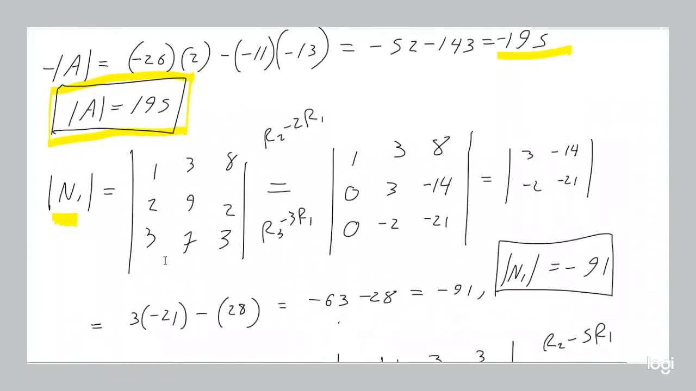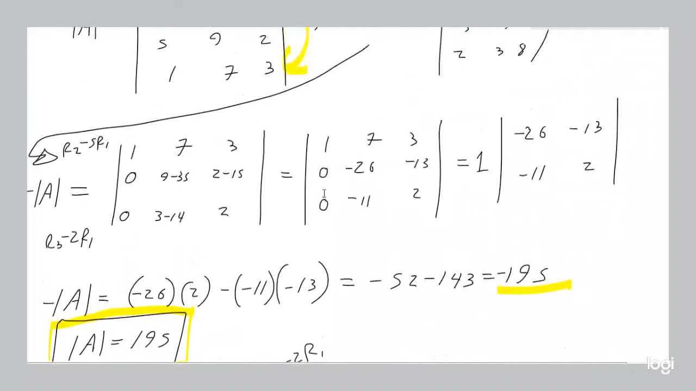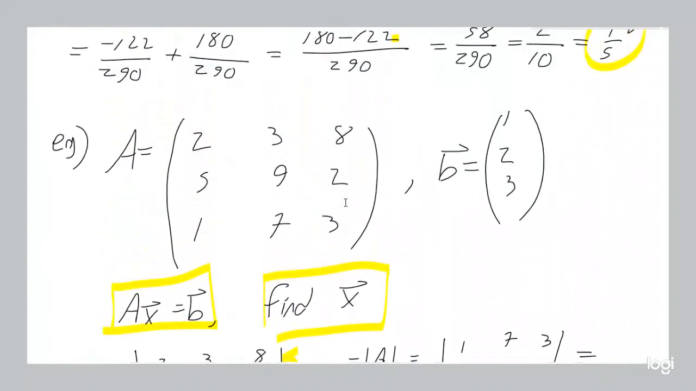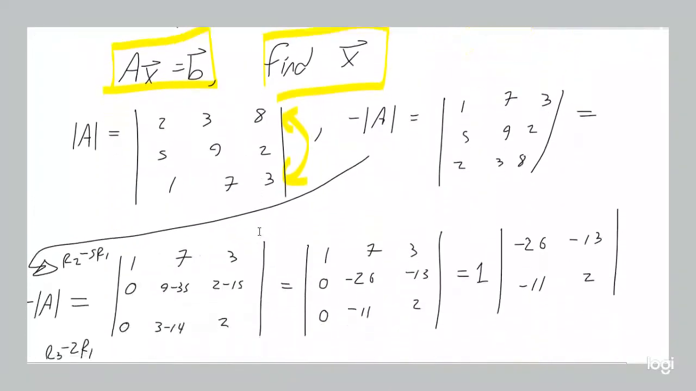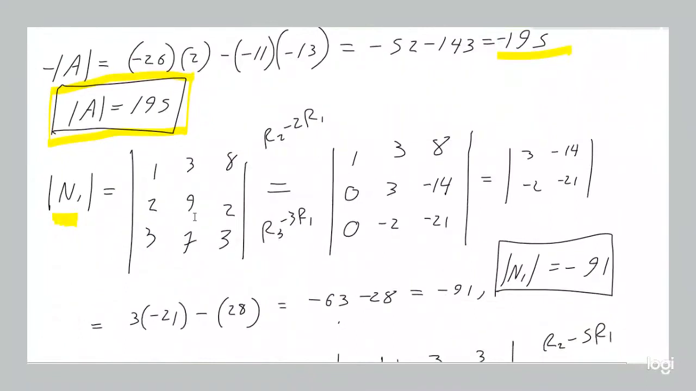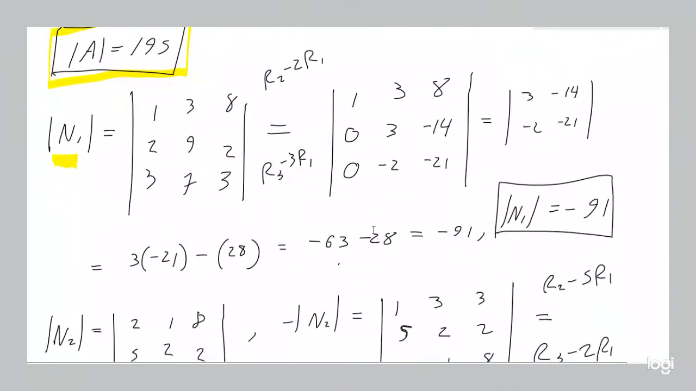Okay, there's our matrix N1, just like A, but the first column is replaced by B, right? There's B right here, 1, 2, 3. So we look for the determinant of that, and we get determinant of N1 equals negative 91. Here we're using row operations to create two zeros, which makes it easier to find the determinant, because then we just have 1 times the determinant of that.